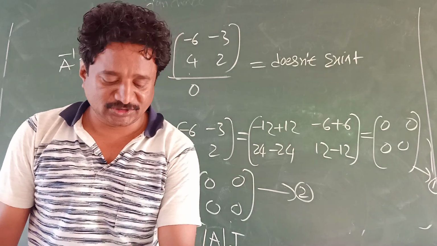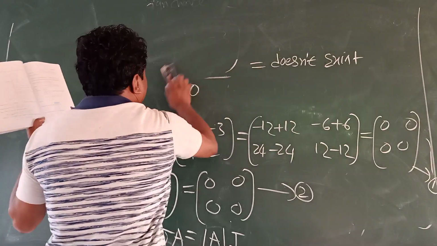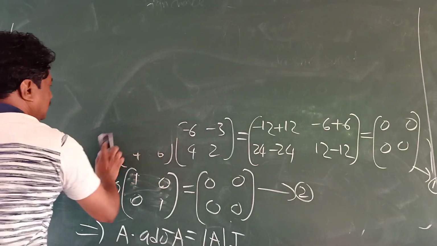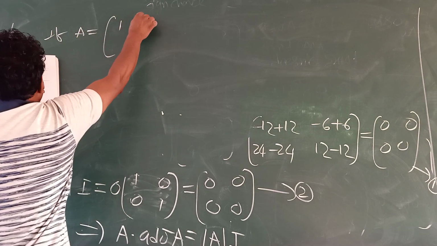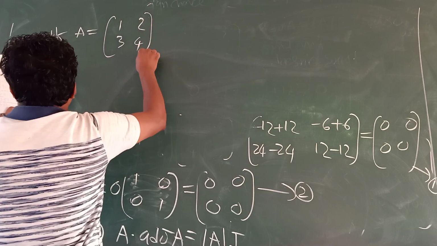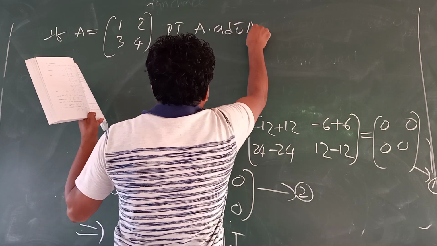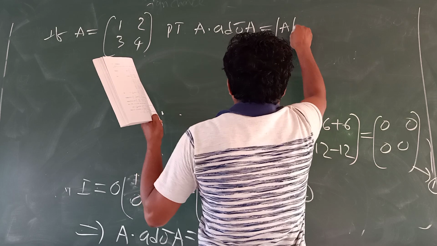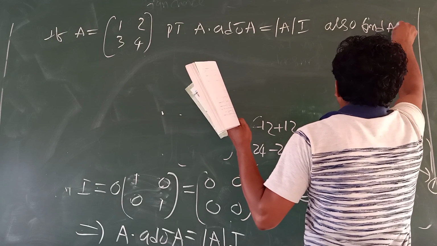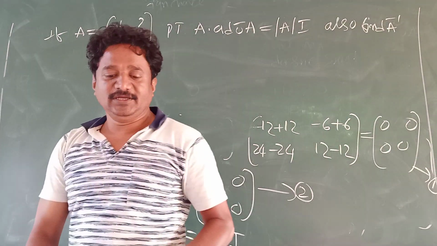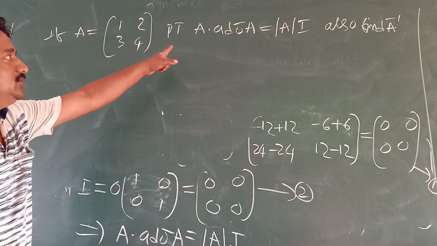Let us go for solving one more question, students. If A equals 1 2 3 4, prove that A into adjoint A is equal to det A into I. Also find A inverse. You only solve this question on your own.